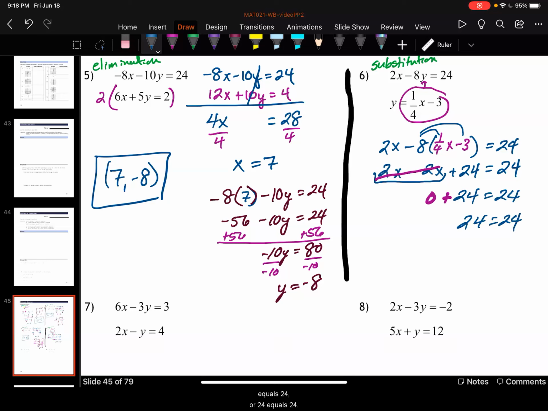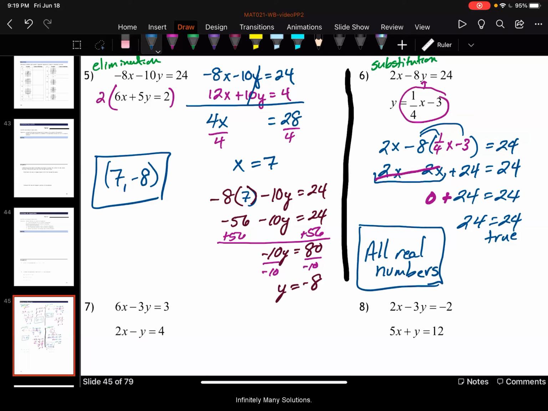So in this one, similar to what happens in our linear equations, we had some variables cancel out. So when our variables cancel out, then we look at the final statement. 24 equals 24. That is true. Also, just like with our linear statements, since that is true, our answer will be all real numbers, or you could also write infinitely many solutions.